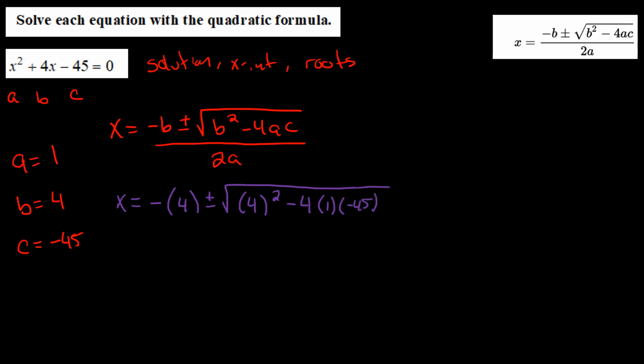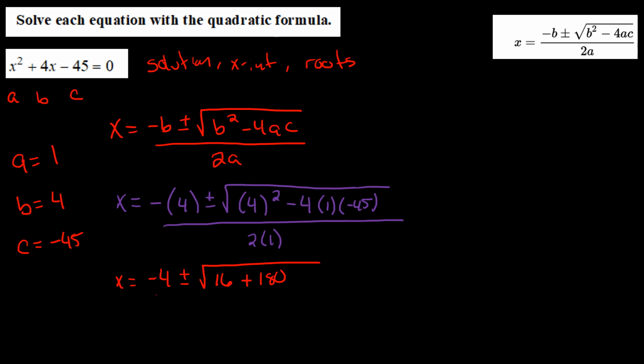Okay? All of this over 2 times 1. Okay, we're going to start clearing this up a little bit. So we're going to get x equals negative times 4 is negative 4, plus or minus the square root of 4 squared is 16, minus 4 times 1 is 4, times a negative 45. 4 times 45. Well, 45 times 2 is 90. And the 90 times another 2 is 180. So this will be a plus 180. All of this over 2.